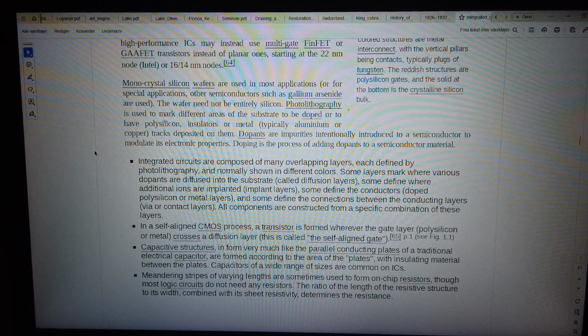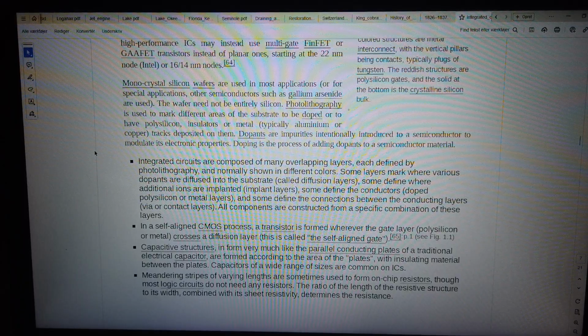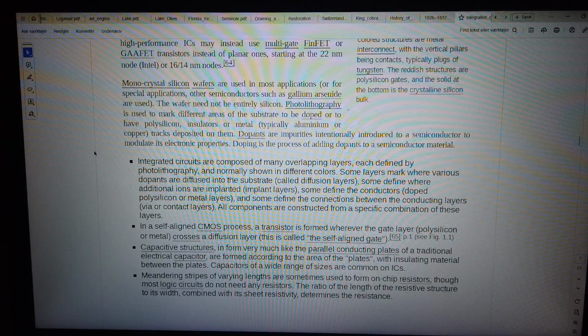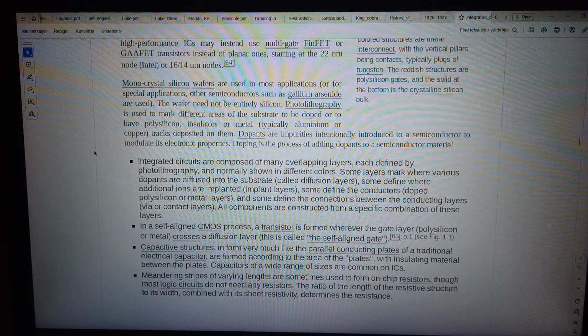In a self-aligned CMOS process, a transistor is formed wherever the gate layer, polysilicon or metal, crosses a diffusion layer. This is called the self-aligned gate. 65, 1p, see Fig 1.1.